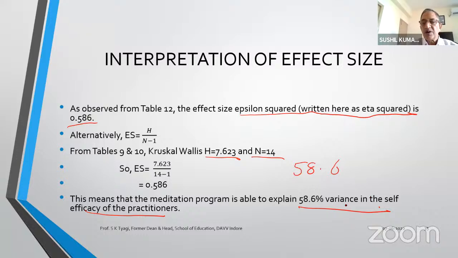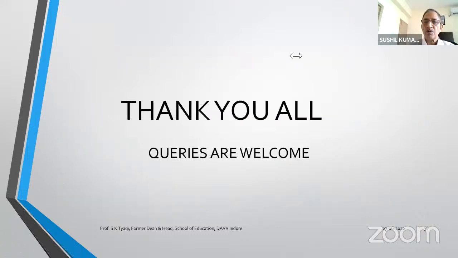Means 58.6% of the self-efficacy can be explained by the meditation program. So the meditation program is responsible for 58.6% of the self-efficacy of the practitioners, and it is quite a good effect size. DF is equal to 11. DF is a measure of sample size. It is normally N minus 1, but here it shows sample size only.